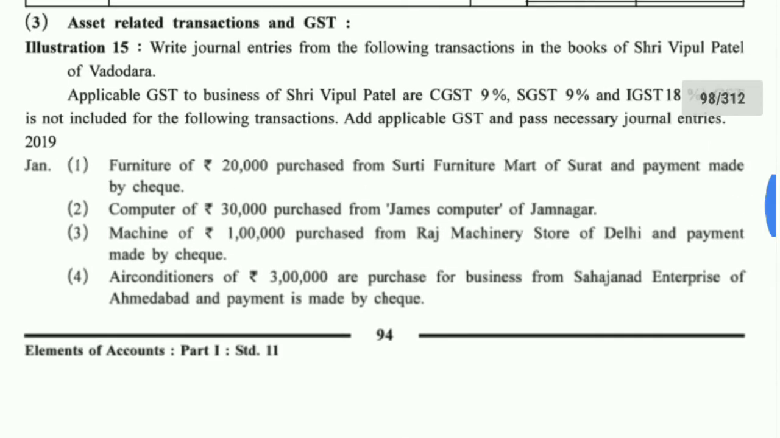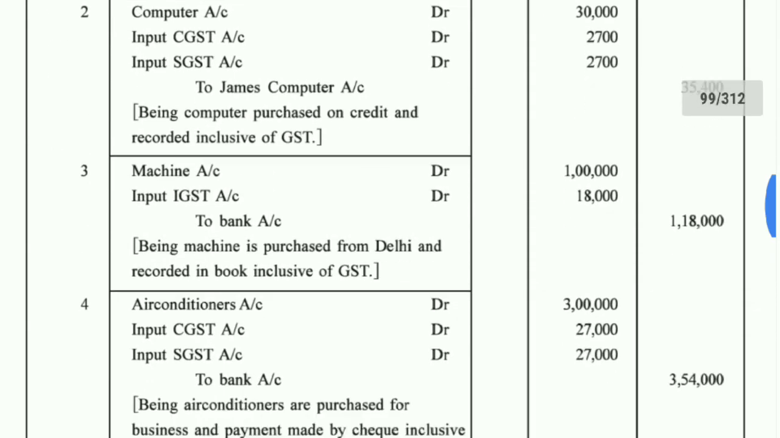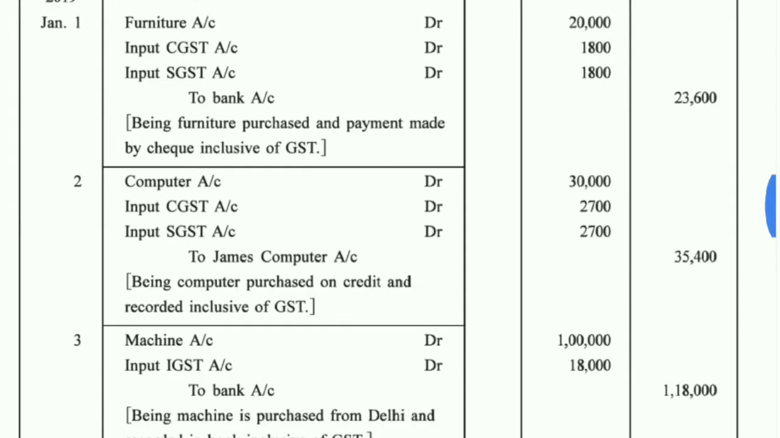Next, machine of 1 lakh purchased from Raj Machinery Store of Delhi and payment made by check. The Delhi one has come, the other state one has come, so now I will have to apply IGST. So machine account debit 1 lakh, IGST account debit 18,000 at 18%, to bank account 1,18,000, as you can see.